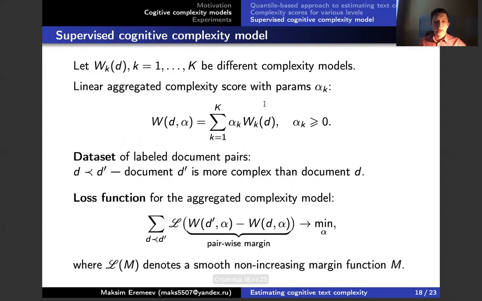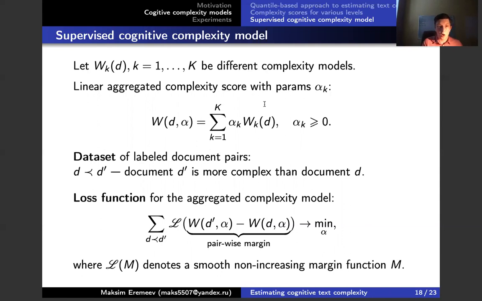Okay. To unite all models from all levels, the aggregated model is introduced as a linear combination of the model results from various levels. So here we have to fit the regression parameters.